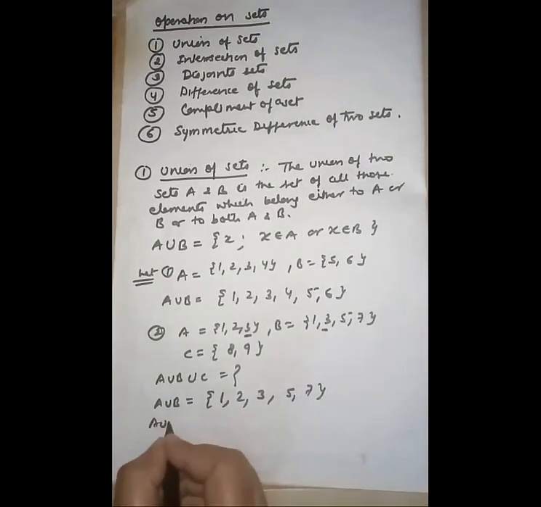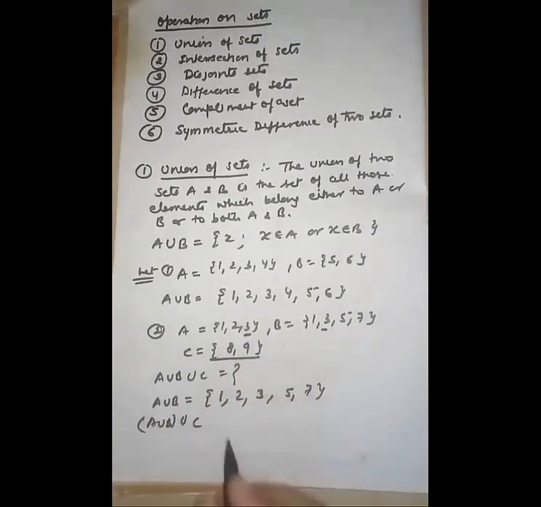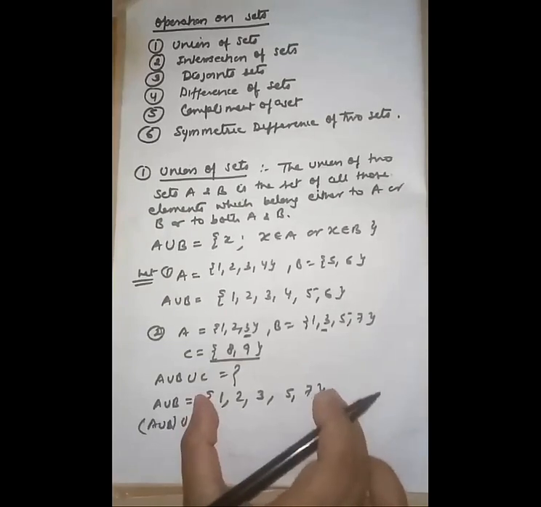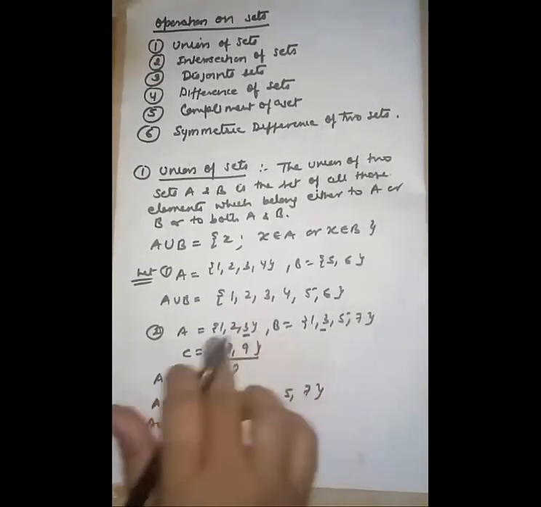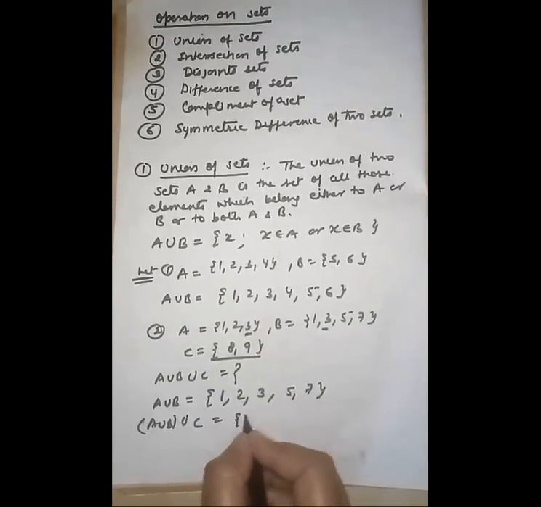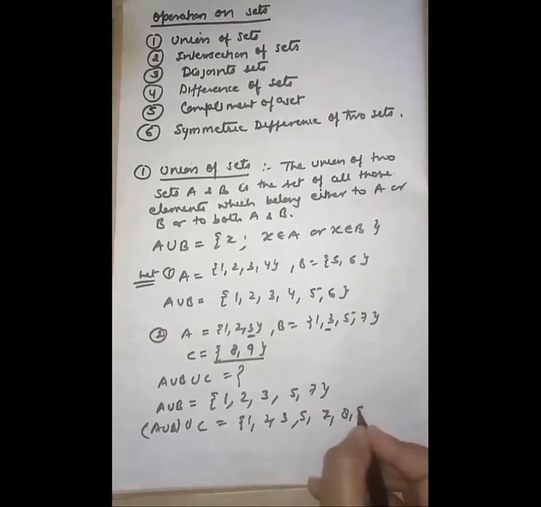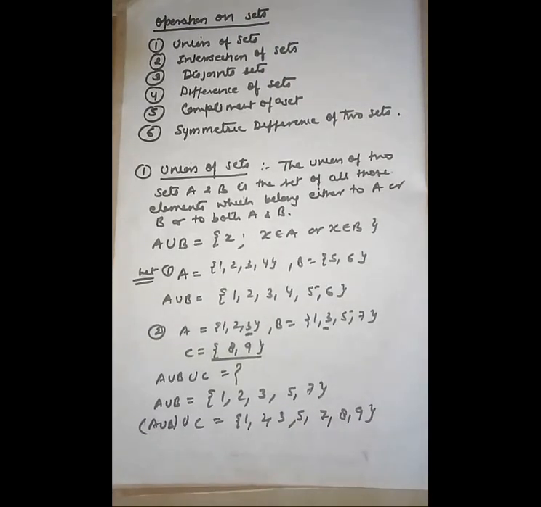Now take this A union B and union it with C. Combine this set with the elements of set C. So it comes {1, 2, 3, 5, 7, 8, 9}. And this is your A union B union C. So friends, this is your union of sets.